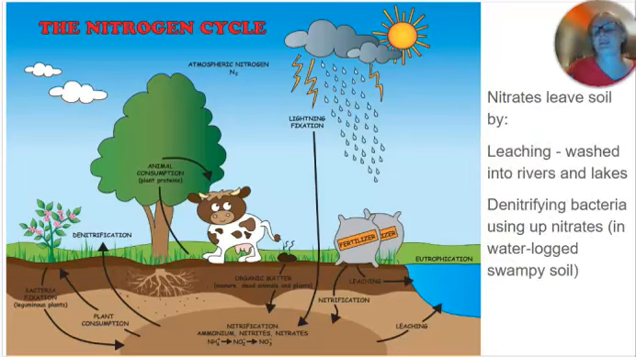So we've got nitrates in the soil, and they can leave the soil. So one way is that plants take them up by their roots. That's the way we want them to leave the soil, so that our plants can grow big and strong and get eaten by an animal, which they can then use them to grow big and strong.